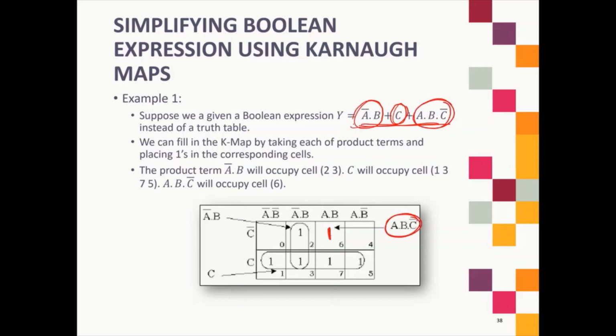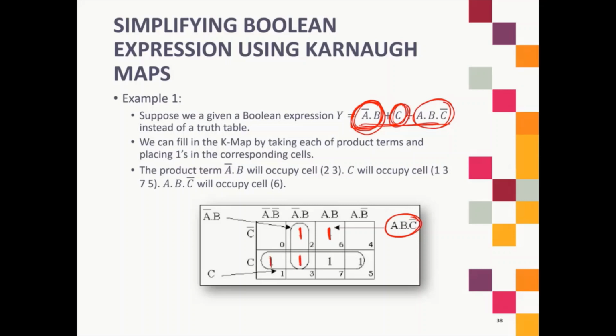Then for the first one, A bar and B, how can you map? For A bar and B, you need to find all cells that have these variables. Which cells have A bar and B? This cell has A bar and B, and this cell also has A bar and B. So you need to map all these cells. For the next one, C, you need to find all cells that have C. Which cells have C?